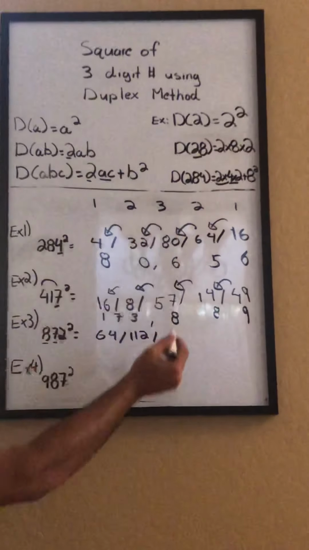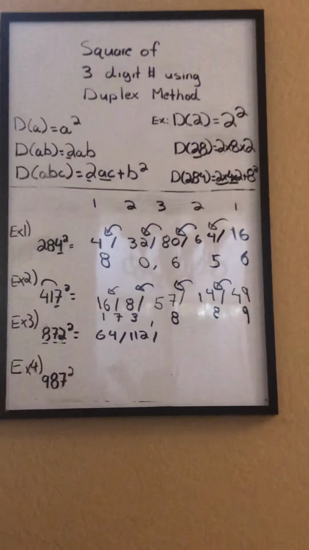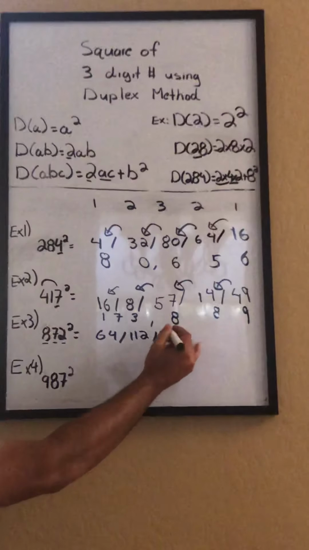Right? Now I'm right here at step 3. What's the duplex of 872? So it's twice the product of the outside numbers plus the square of the number in the middle. So 8 times 2 is 16. 16 times 2 is 32. 32 plus 7 squared is 32 plus 49. 32 plus 49 is 81.